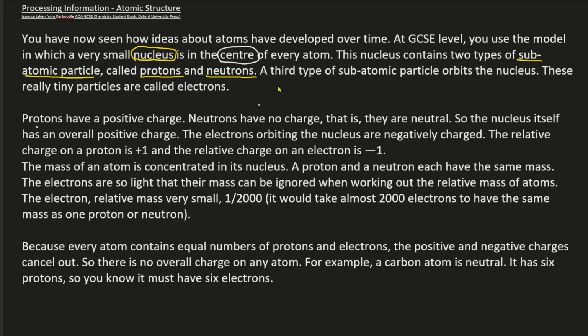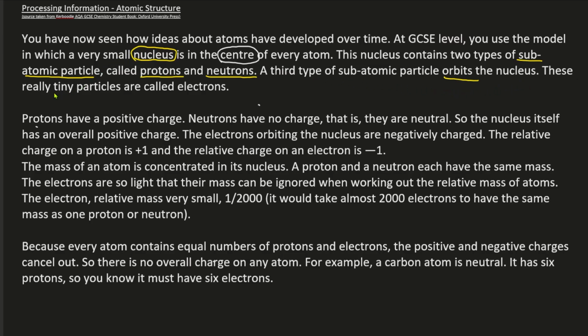A third type of subatomic particle orbits the nucleus. Oh, interesting. So orbits. Now I'm thinking about the Earth orbiting around the Sun. The Earth orbiting around the Sun does a circular motion. It's doing something around the Sun. The Sun could be the nucleus. The Earth could be the electrons in this case. So they're really, really tiny and they're called electrons.